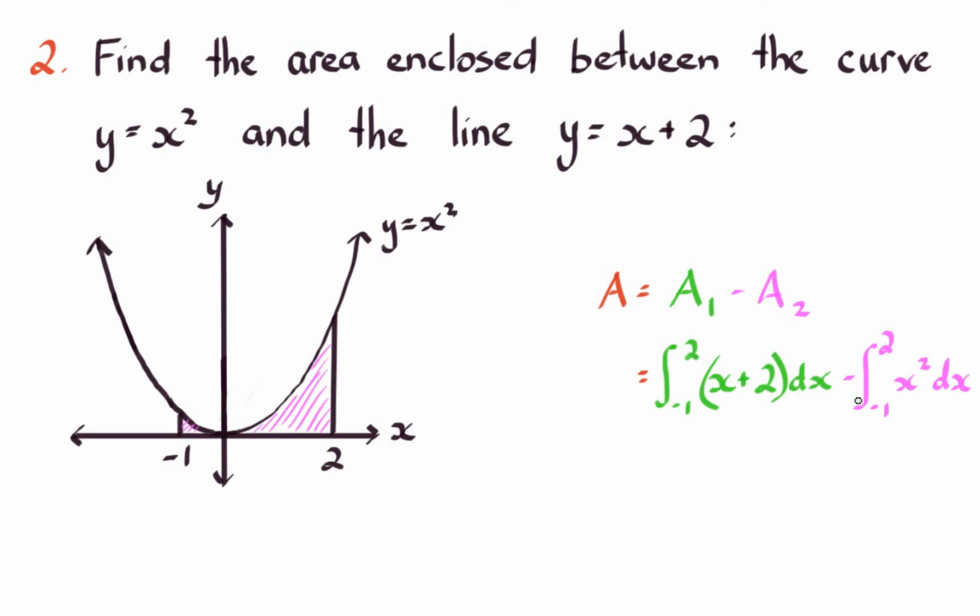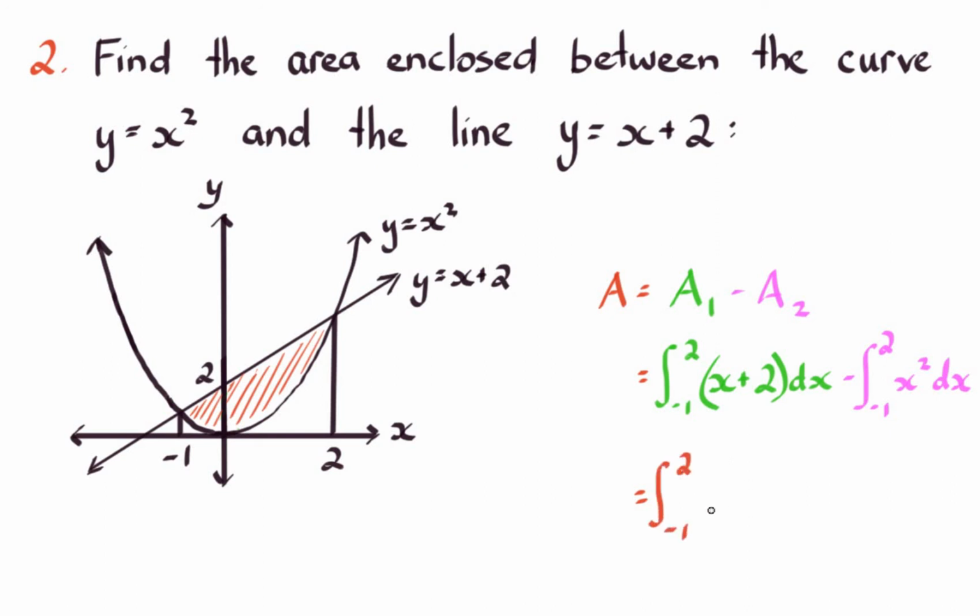And so while we could go and evaluate these individually, something cool happens when we have the same limits. We can simply combine these into the one integral. So between -1 and 2, we can look at the function x plus 2 minus x squared. See, in this entire domain, the x plus 2 line is always above the parabola x squared. And so evaluating it as one single integral is going to be a bit nicer.